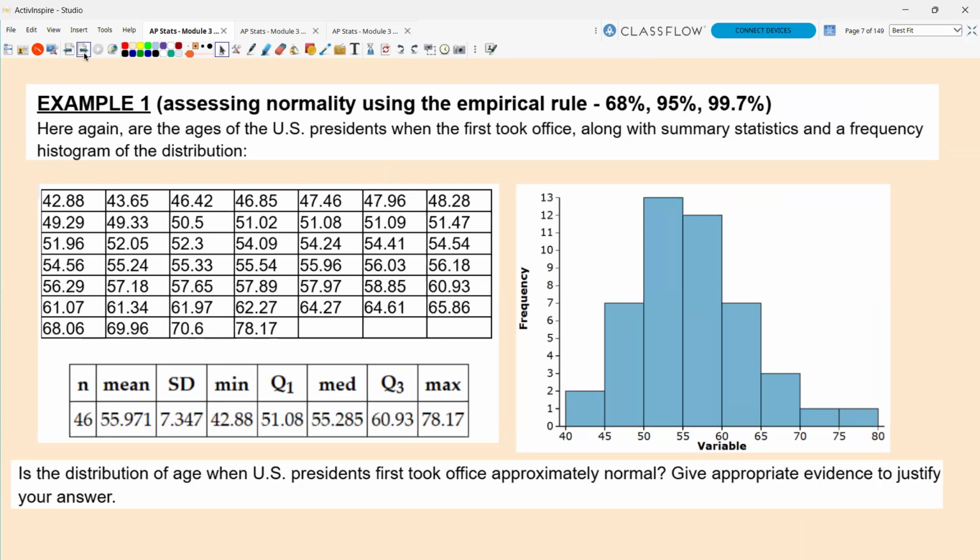So this is the age of US presidents when they first took office. The numbers are all there and they're rounded to the nearest hundredth of a year when they took office, from smallest to largest. And the question is going to ask, does this distribution give an approximately normal distribution? It doesn't say exactly normal, just approximately. Give evidence to justify your answer.